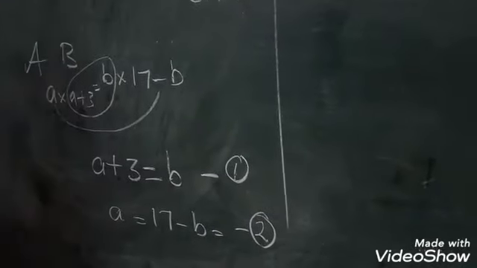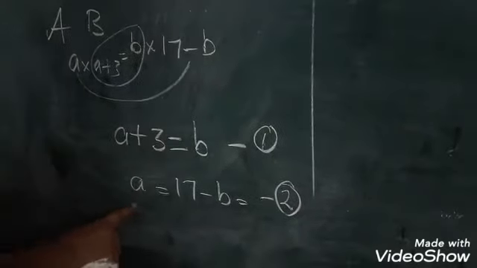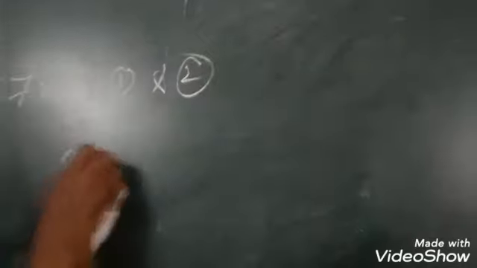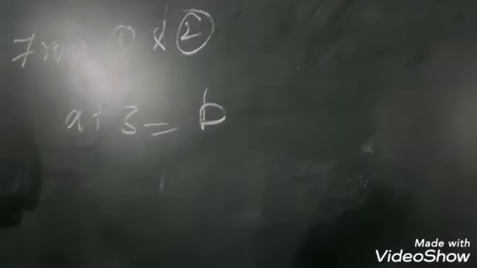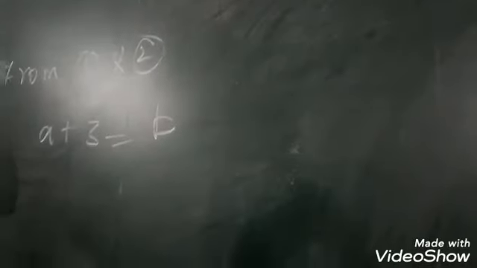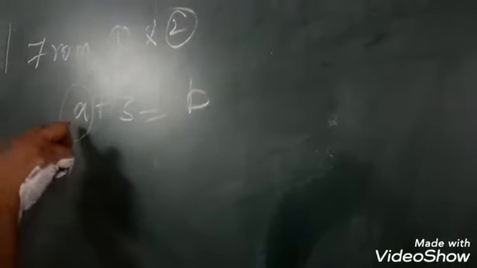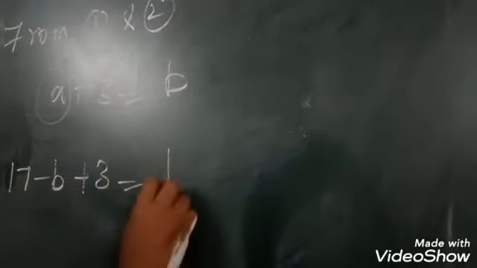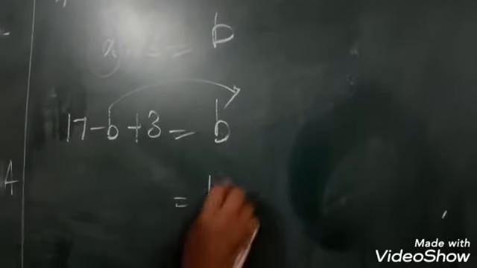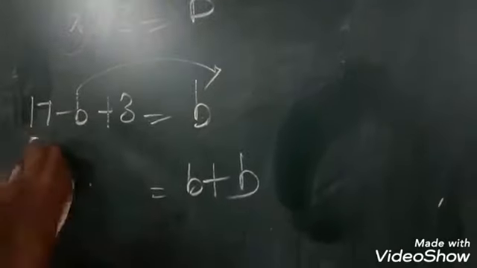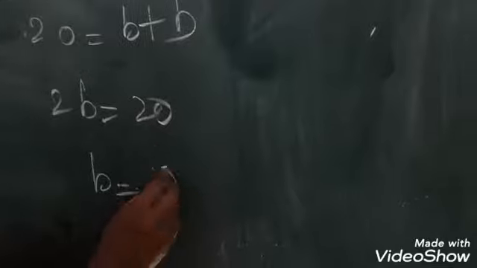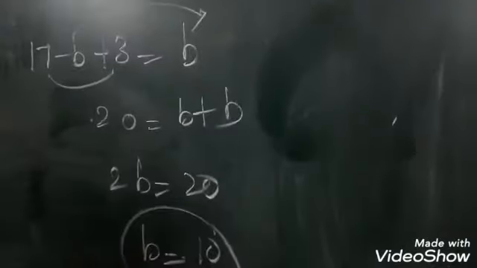Okay. Now you have to find out the value of A, girls. See, from 1 and 2, what is the condition? A plus 3 is equal to B here. Then the second one is A is equal to 17 minus B. So instead of A you have to put 17 minus B for A. Here 3 is equal to B, so B goes to the right hand side. So B plus B, 17 plus 3 is 20. So 2B is equal to 20. What is the value of B, girls? Yes, 10. Because 20 divided by 2, you will get the value of B is 10.